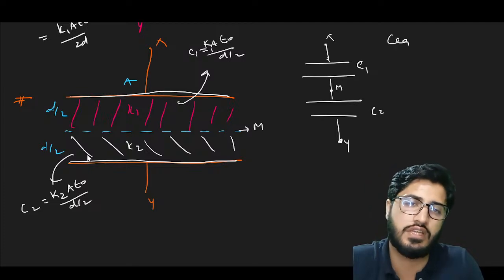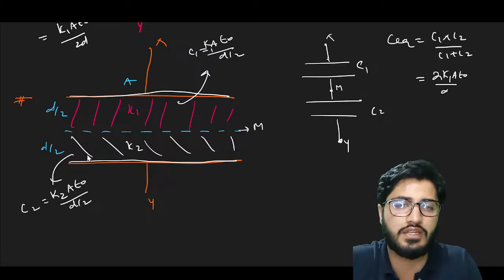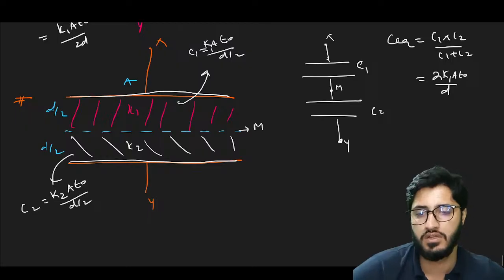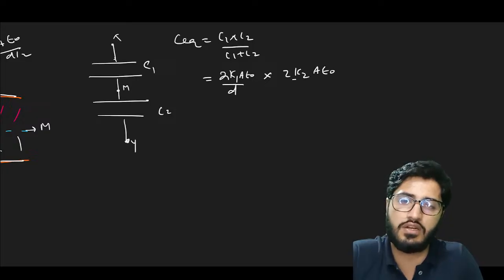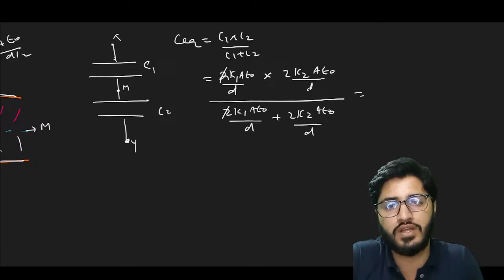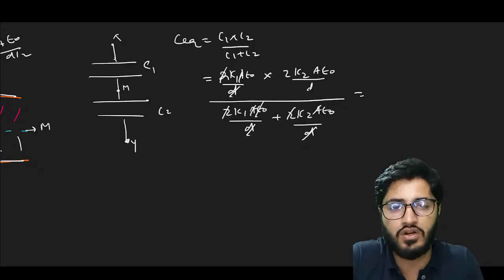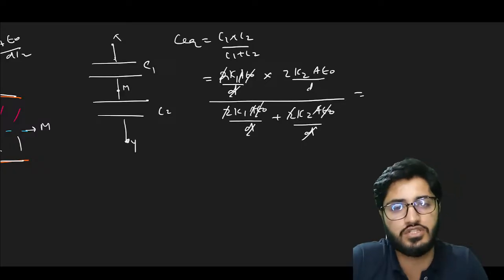So it is C1, C2. Both are in series, so C equivalent will be C1 into C2 divided by C1 plus C2. Place these values. C1 will be 2 times K1 A epsilon naught by D, multiplied by 2 times K2 A epsilon naught divided by D, whole divided by 2K1 A epsilon naught divided by D plus 2K2 A epsilon naught divided by D. Look, beta, the 2s cancel out, A cancels out, epsilon naught cancels out. So I guess D also cancels out, it's D square now.